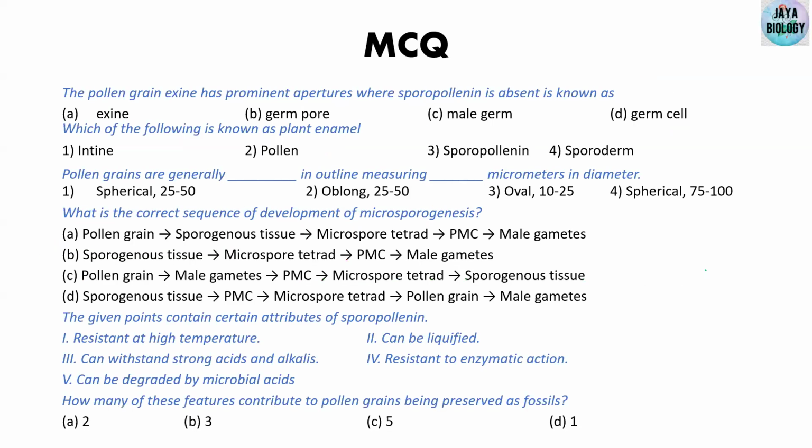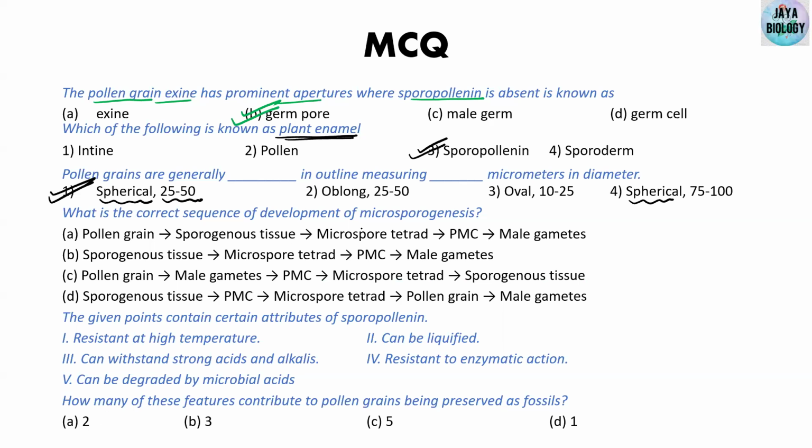Now, let us check our concept, what we have studied. The pollen grain exine has a prominent aperture where sporopollenin is absent. We know that is known as germ pore. Clear, beta? Next, which is known as plant enamel? It is sporopollenin which is known as plant enamel. Next question: pollen grains are generally spherical. And what is the micrometer in diameter? It is 25 to 50 micrometer in diameter.